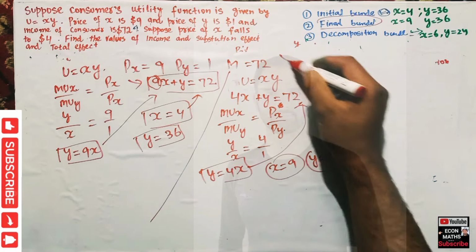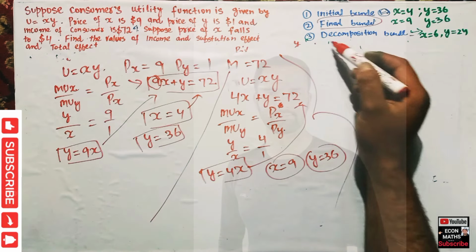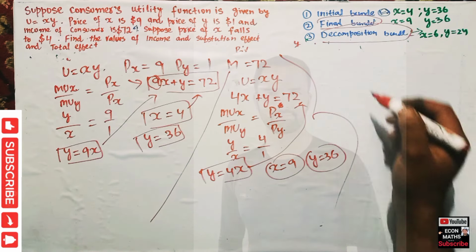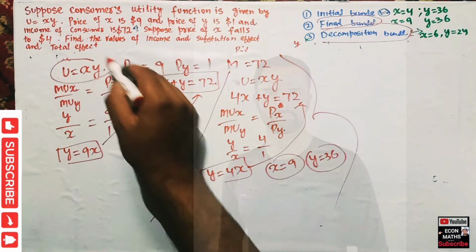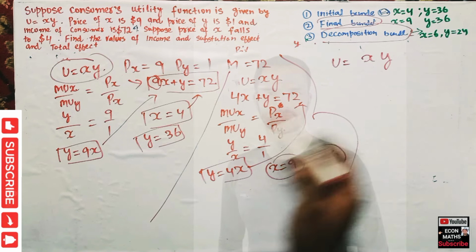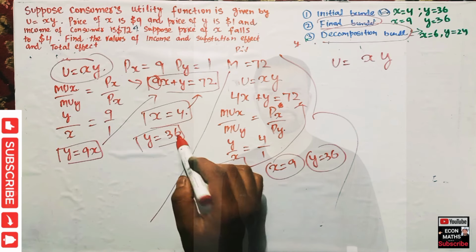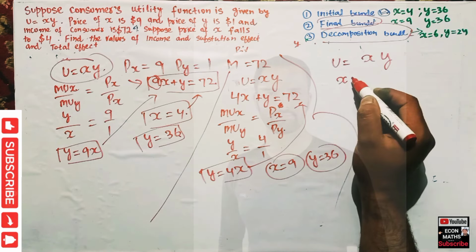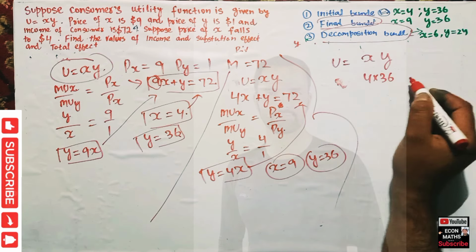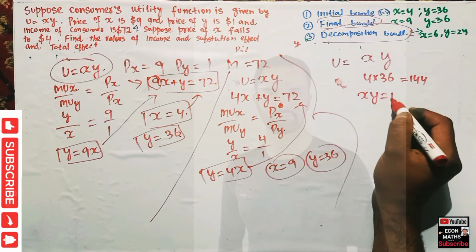Okay, after that, what we need to find is the decomposition bundle. So how do we calculate the decomposition bundle? We just take our original utility function, that is u is equal to xy, and in this we put the value of the original initial consumption bundle, that was 4 and 36. So x times y was 4 into 36, and 4 into 36 was 144. So xy was equal to 144.